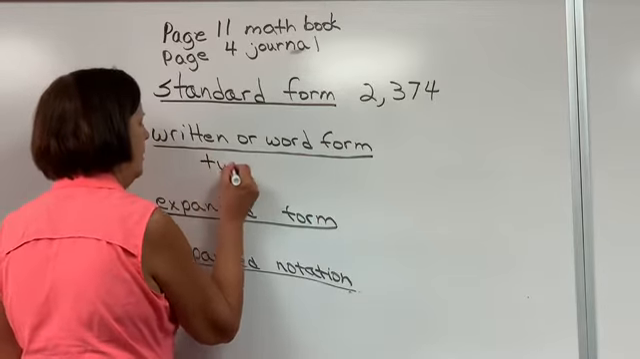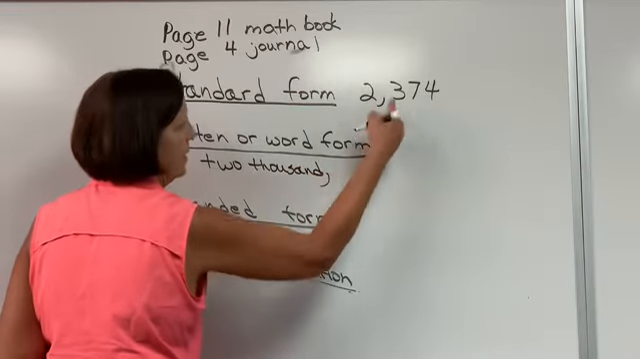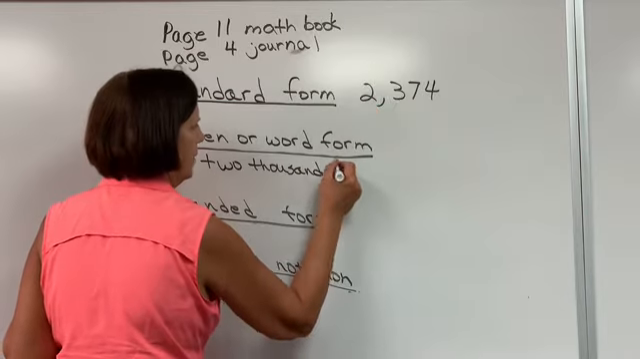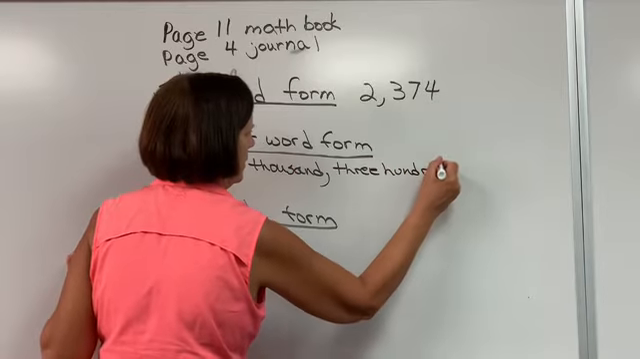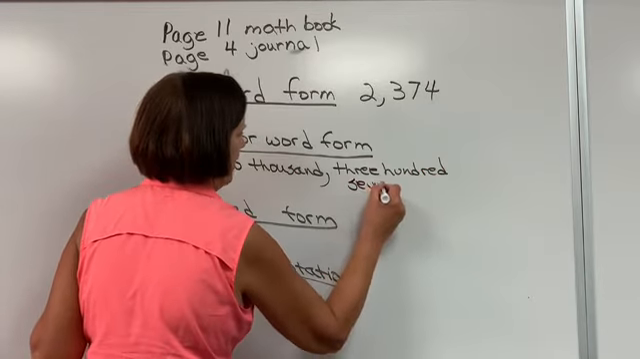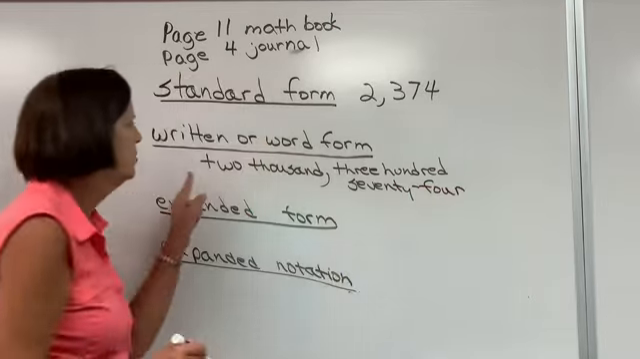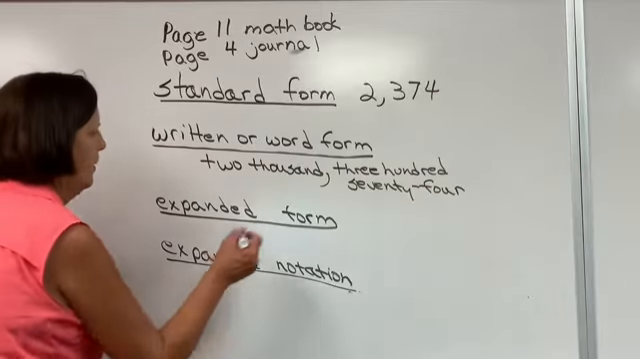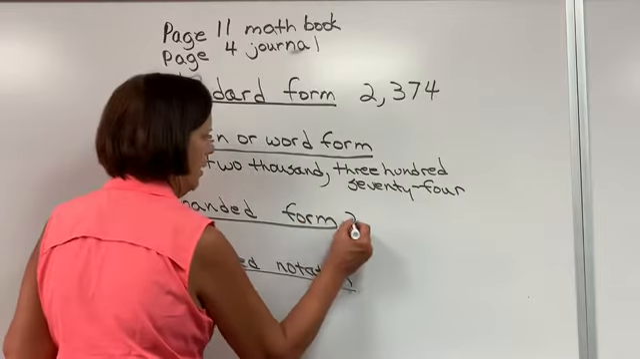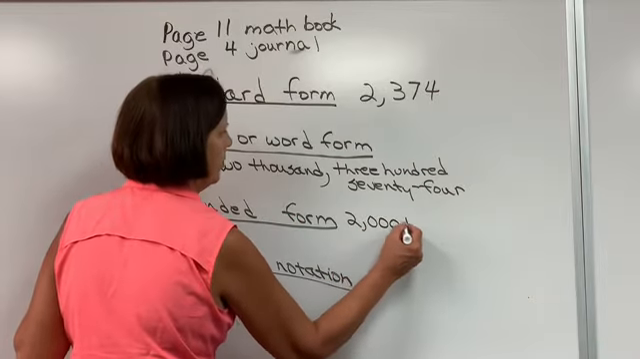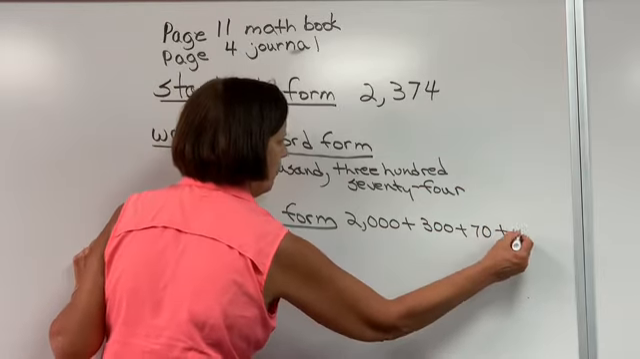So I would write it as 2,000, and then I'm going to put a comma because I have a comma up here, and then I'm going to say 374, and my 74 is going to have a hyphen or a dash in between it. So 2,374. Expanded form, I'm going to write it and stretch it out 1 digit at a time. 2,000 plus my 300 plus 70 plus 4.